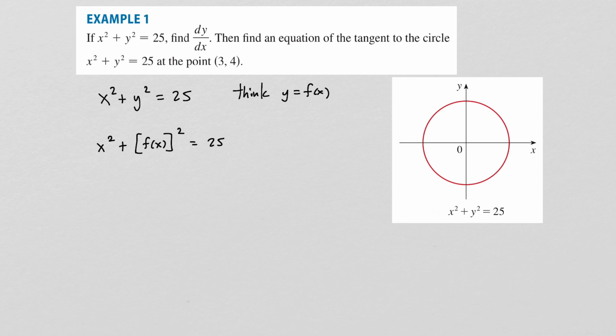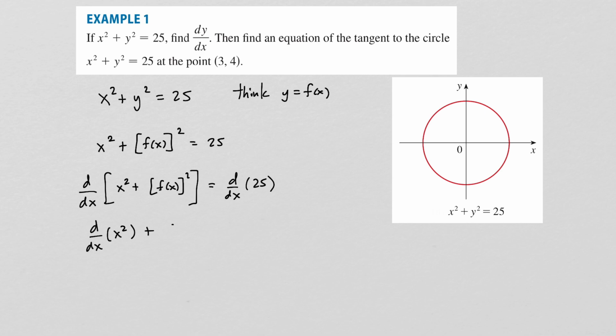And then what I'm going to do is simply take the derivative of the left-hand side of this equation, and that should be equal to the derivative of the right-hand side of this equation. And when we do this, we are just going to take the derivative of x squared plus the derivative of f of x squared, and that will equal the derivative of 25.